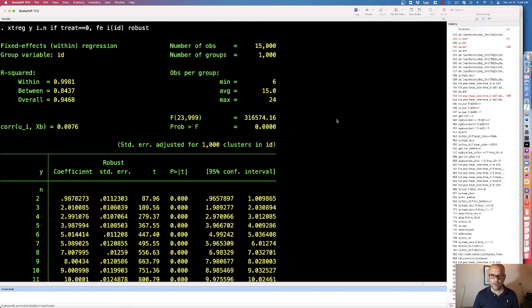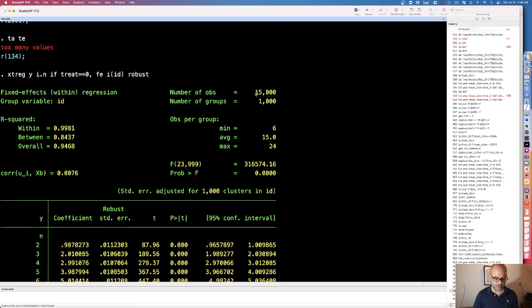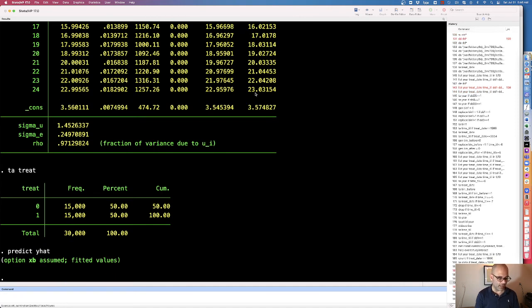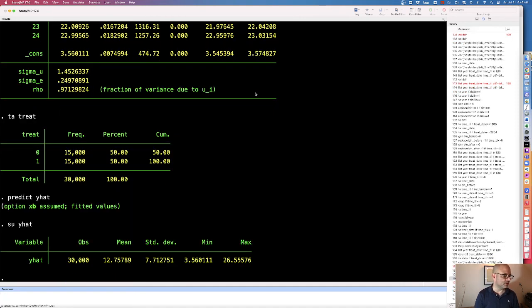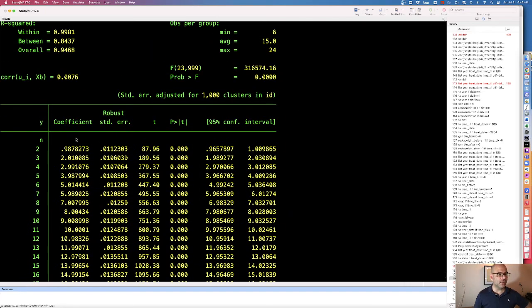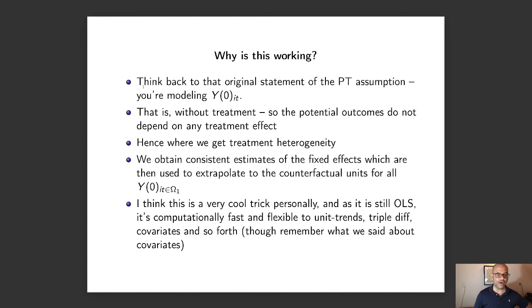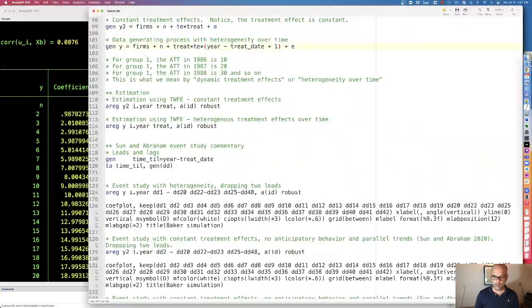I've run it on 15,000 observations because I have 15,000 untreated units. And then I'm going to say predict y hat. Now look at y hat: 30,000. Well, what happened? I imputed counterfactuals for everybody, using the coefficients on the year dummies and the firm fixed effects dummies. I did it for everybody.